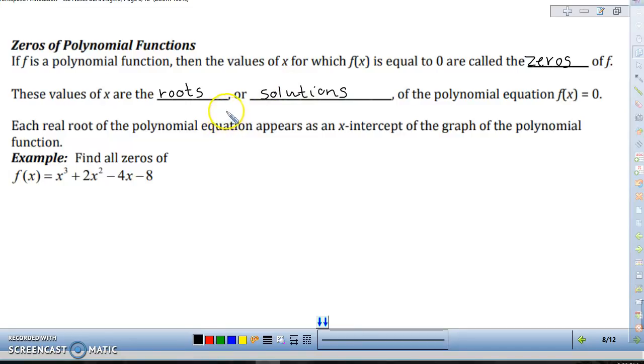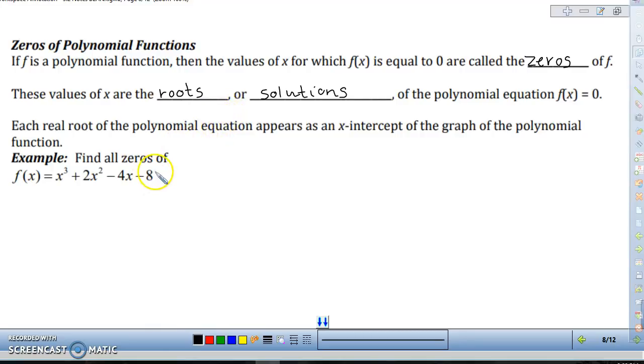And this is going to be really important. We will be switching between the terms zeros, roots, solutions, and x-intercepts throughout the remainder of the school year. So make sure that you're comfortable with all 4 of those terms. They all mean the same thing.